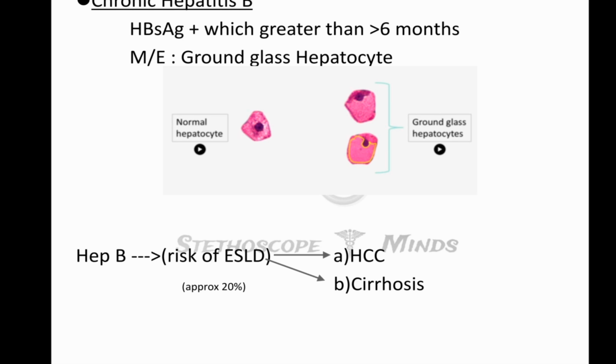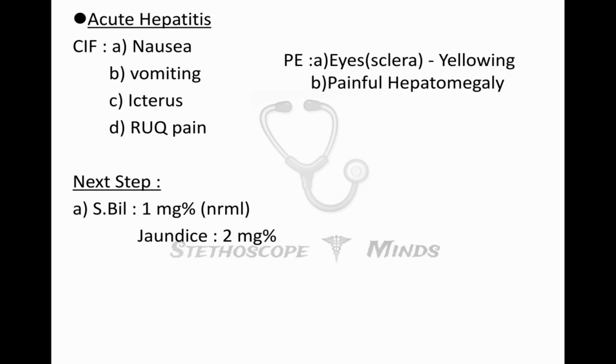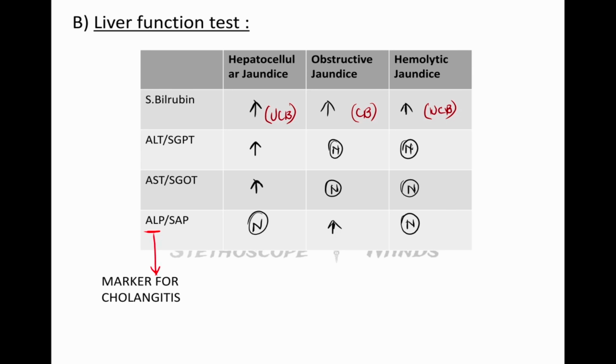After taking a thorough history, the next step is checking the laboratory tests. First one is serum bilirubin. Generally, the normal level of serum bilirubin is 1 mg percent, but in jaundice patients, it is 2 mg percent. Next, we will check the liver function test. There are 3 types of jaundice. First one is hepatocellular jaundice, second one is obstructive jaundice, and third one is hemolytic jaundice.